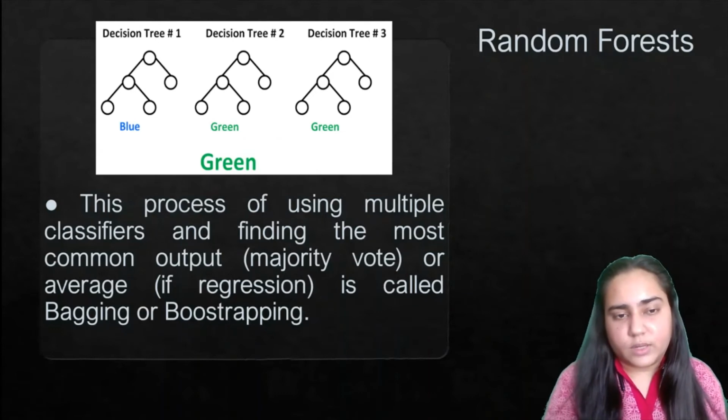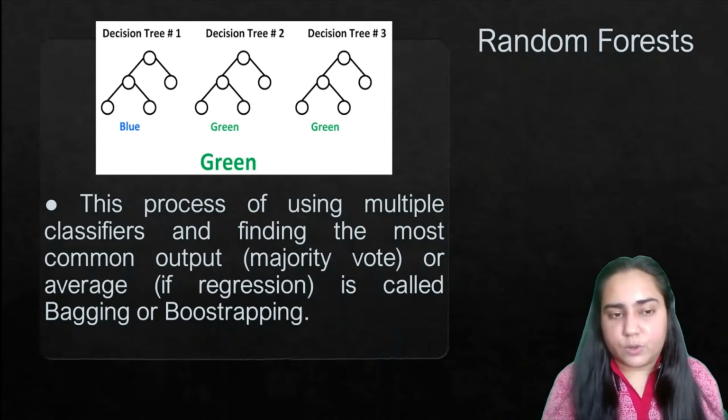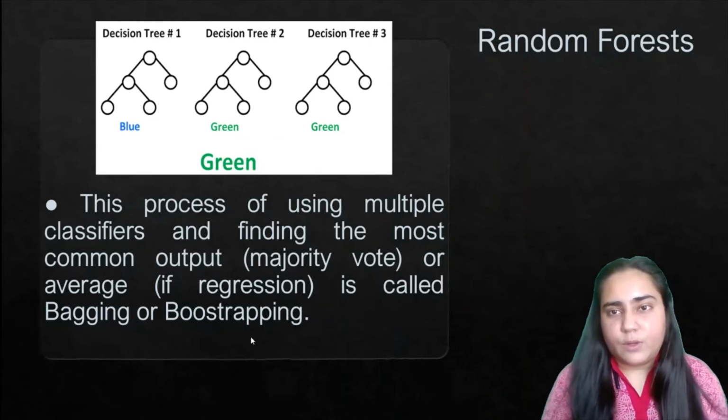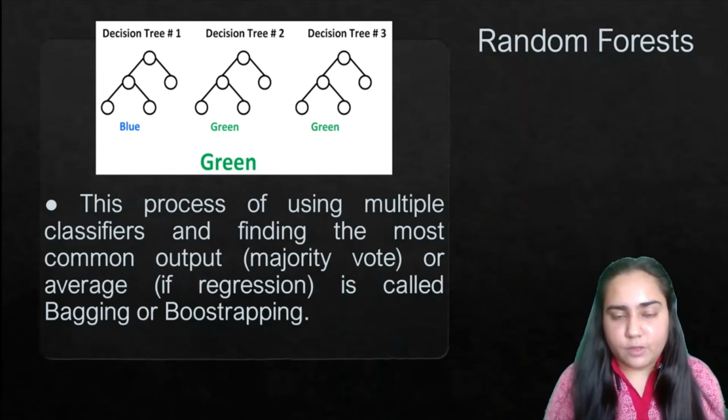I'm going to show you the code in a while. I'll just finish by telling you that this process of using multiple classifiers to find the most common output, which is the majority vote or average if it's regression, is known as bagging or bootstrapping. Okay, this is also called bagging or bootstrapping. And now we are going to implement a random forest for some data set that I have. It's fairly simple and won't take long.